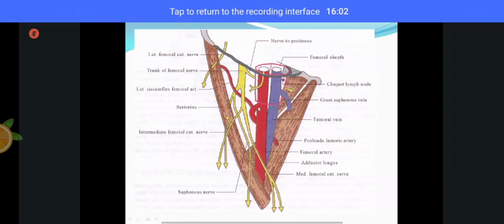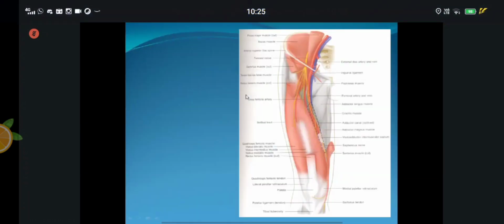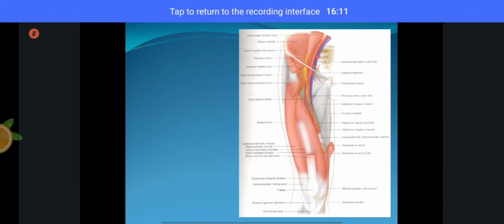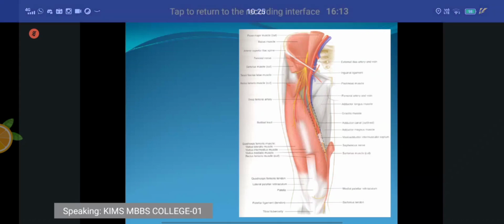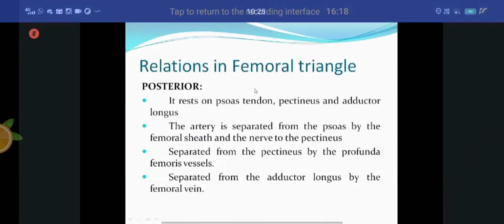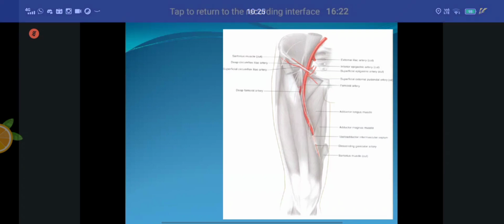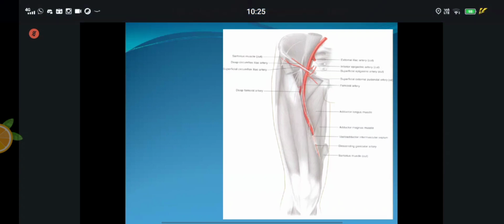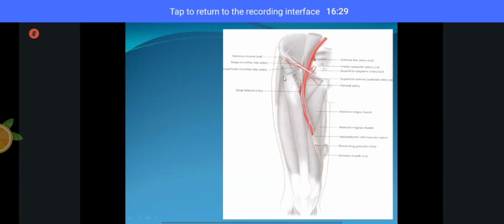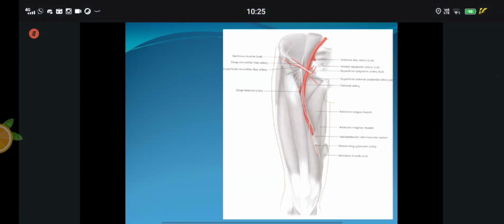Right. Now coming to the branches of the femoral artery. What are the branches of the femoral artery? You should learn these branches, because usually they don't directly ask about the branches of the femoral artery, but they will be asking about the anastomosis taking place. There are three important anastomoses taking place, and what are those, you'll study later.